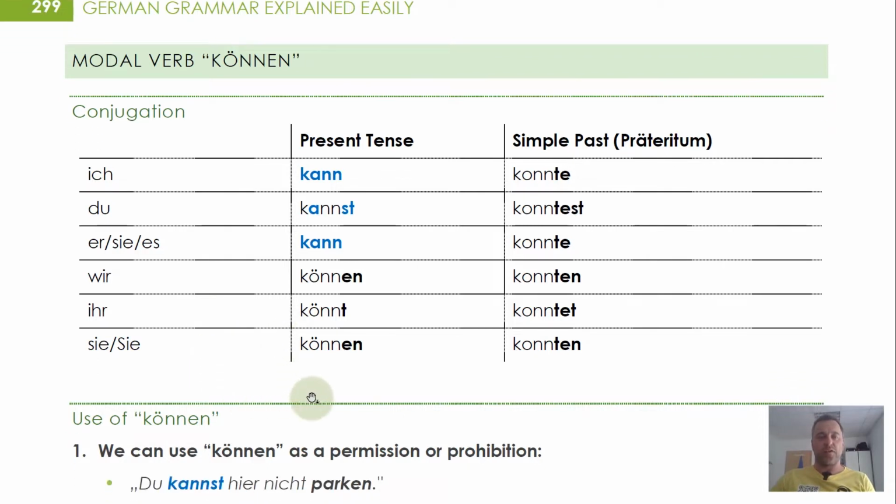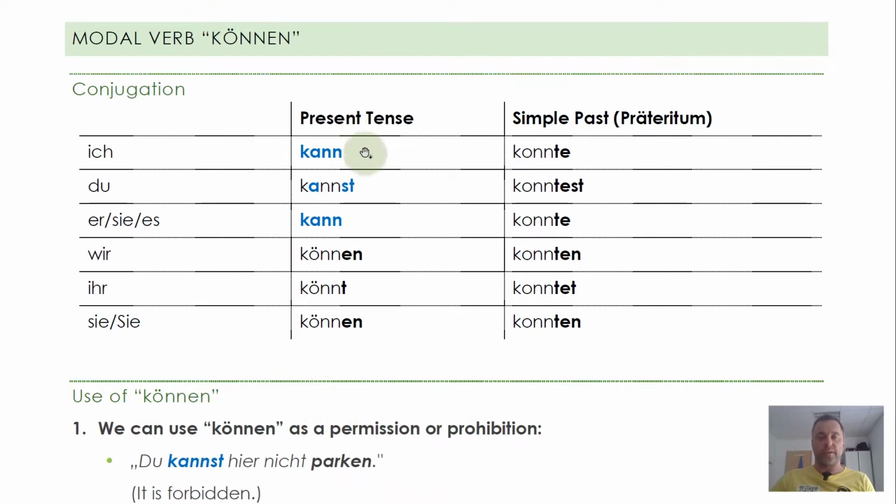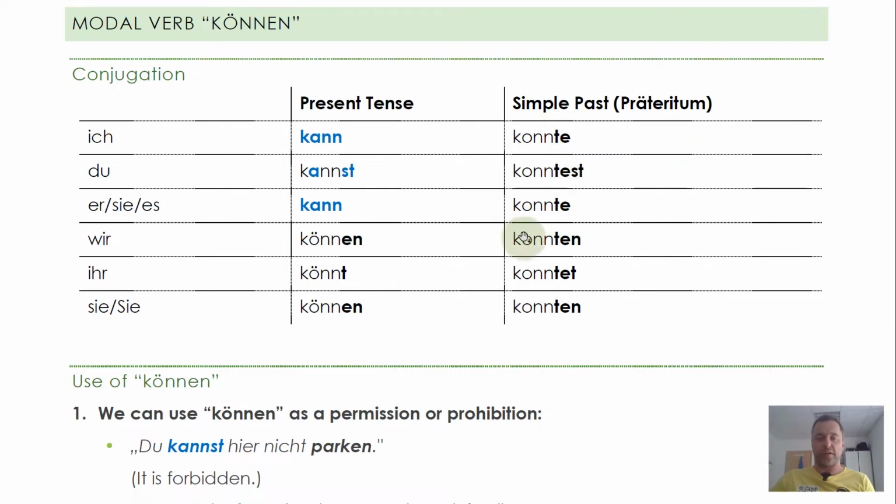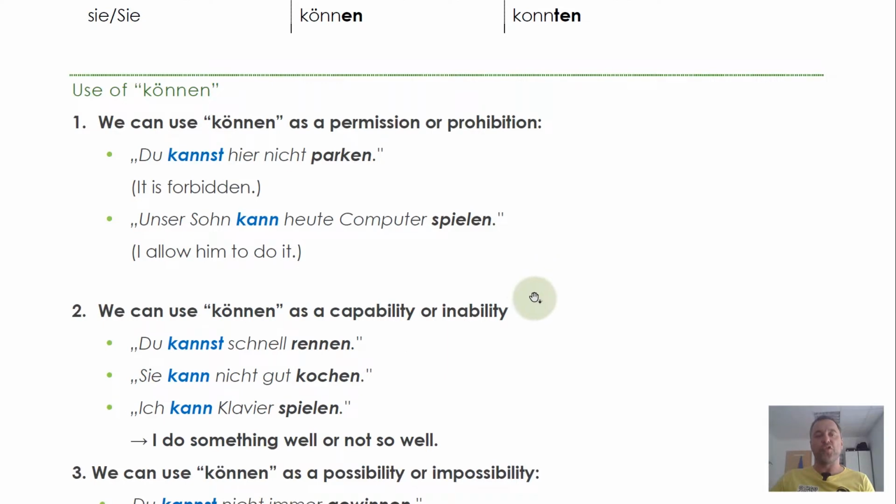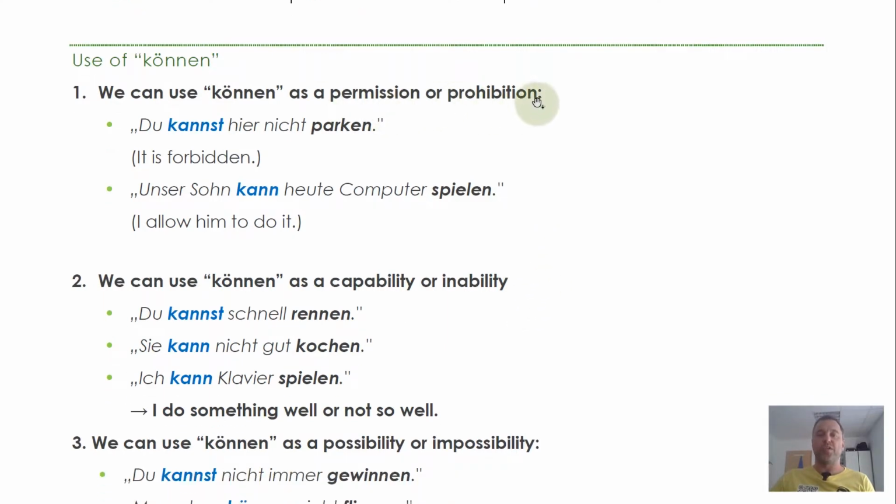First, let's have a look at können here. Also, present tense is irregular in the singular, but again, first and third person are the same, no ending, but we change the vowel. And we do that here in the second person too. There's no rule why it's doing that. You have to know. Plural is regular. Präteritum is regular too. And we use können as a permission or prohibition.